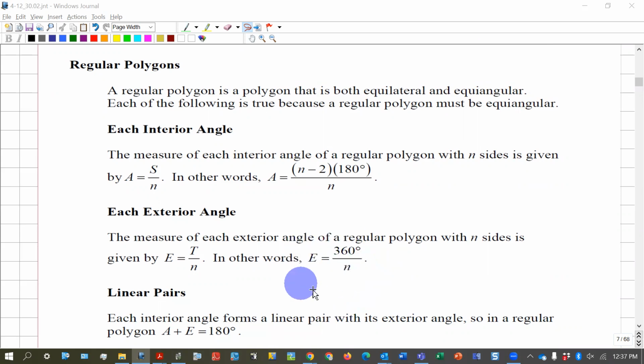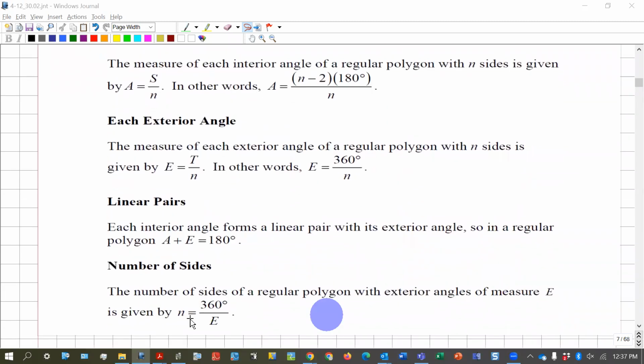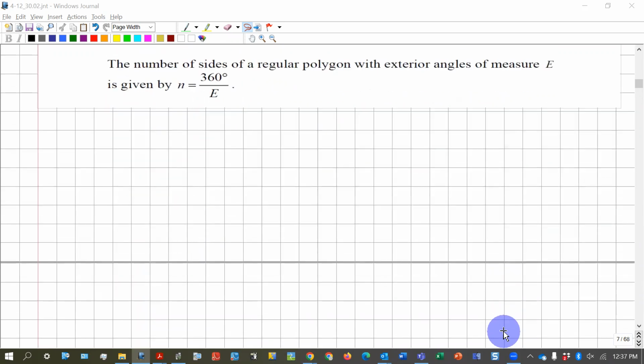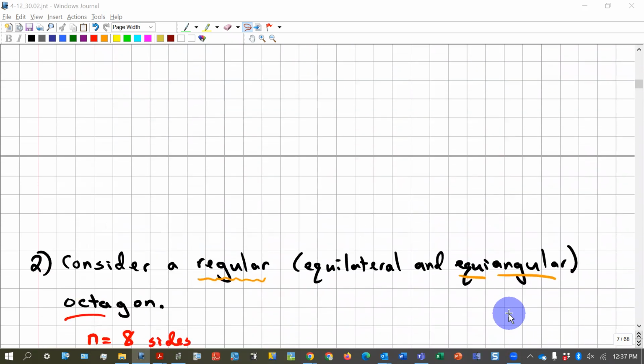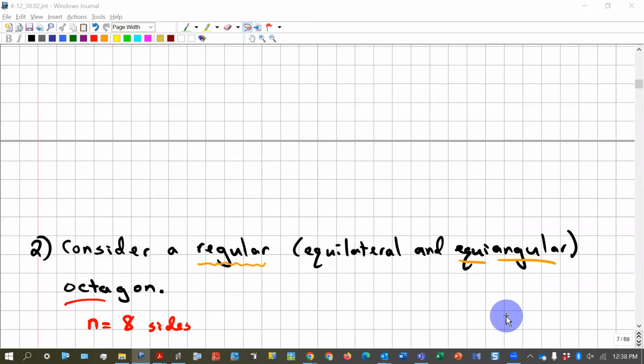And then this last equation, E equals 360 degrees divided by n. If we rearrange that equation so that n is by itself, then we get n equals 360 divided by E. So this is a problem like you were talking about, except this time 8 sides instead of, in your case, 40.